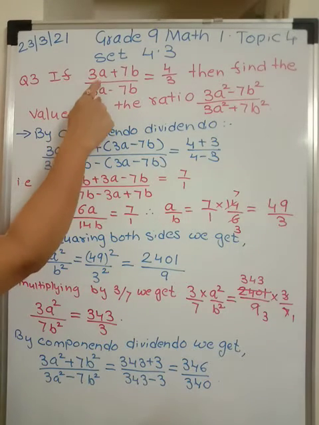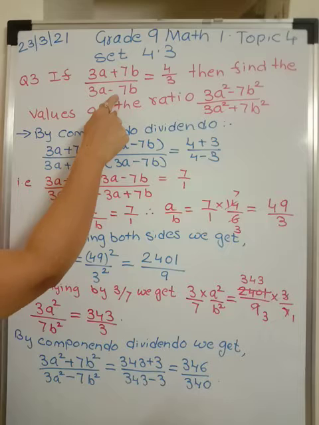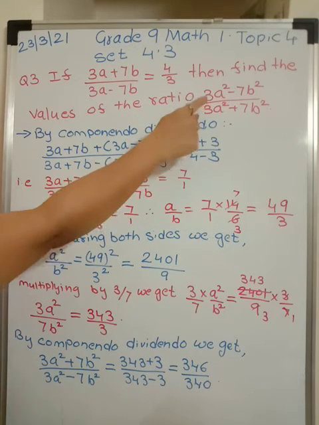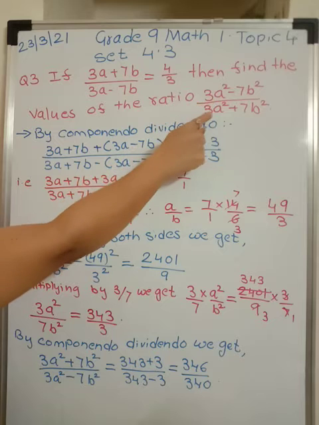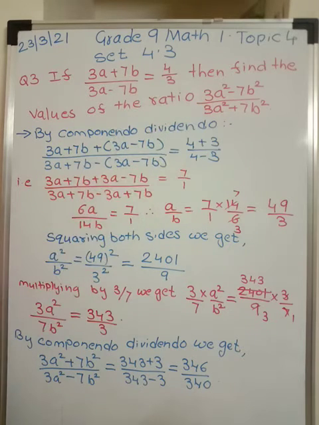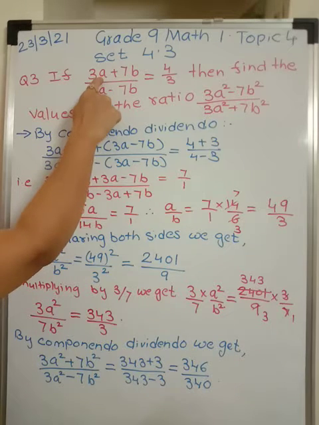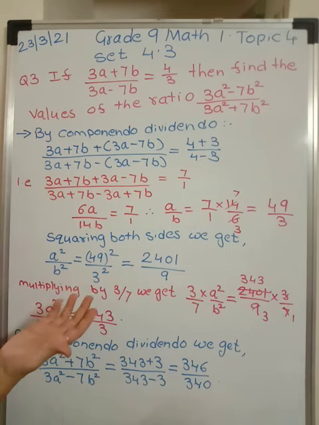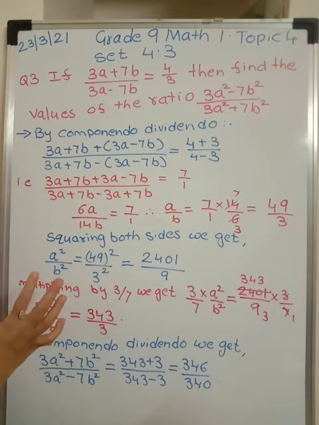It's given that (3a plus 7b) upon (3a minus 7b) is equal to 4 by 3. Then we have to find the value of (3a square minus 7b square) upon (3a square plus 7b square). Now, a very important thing to understand is we have a over here and we have to find a square over here. So first we have to get a upon b individually and then square it to get a square upon b square. So how can we get a upon b only?